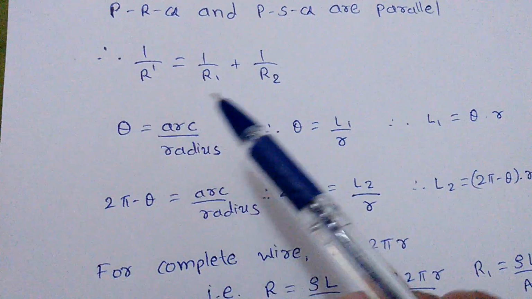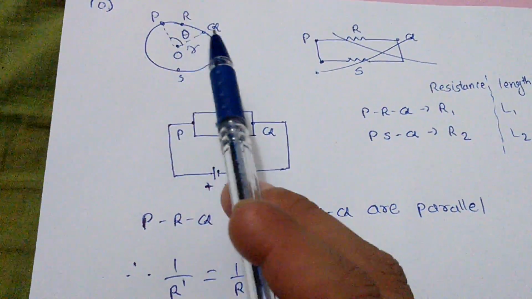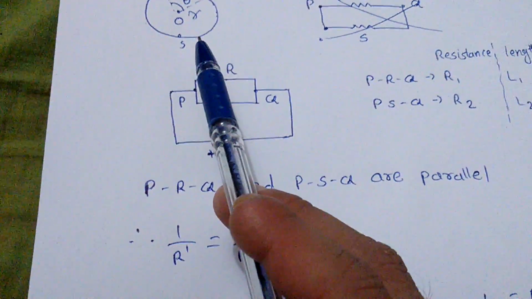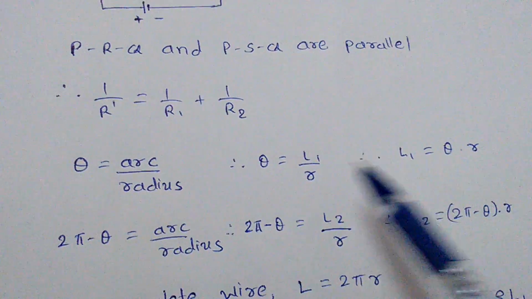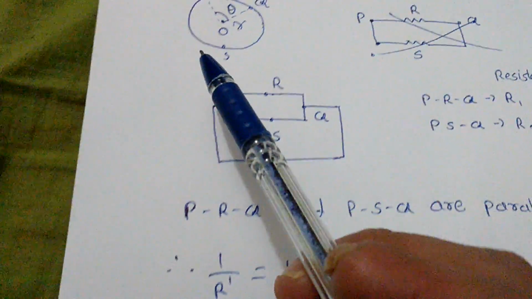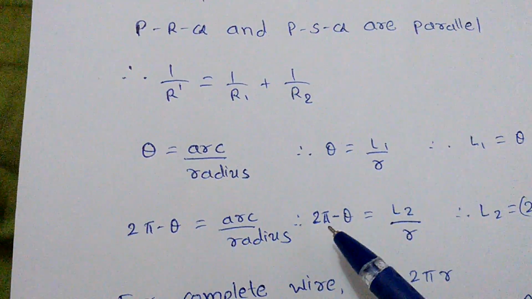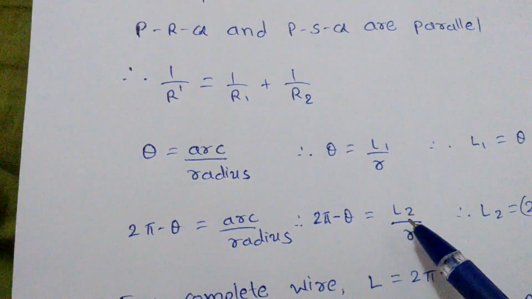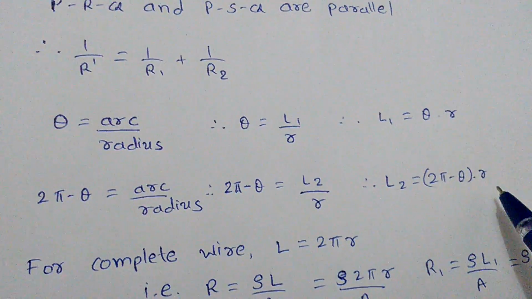Now what is theta? Theta is equal to arc upon radius, so theta is going to be L1 upon r, because the first portion has a length of L1 and the second portion has a length of L2. So theta equals L1 by r, and that's why L1 equals theta into r. Similarly for the second case, 2 pi minus theta is also equal to arc upon radius, and the length is L2. So L2 equals 2 pi minus theta into small r.